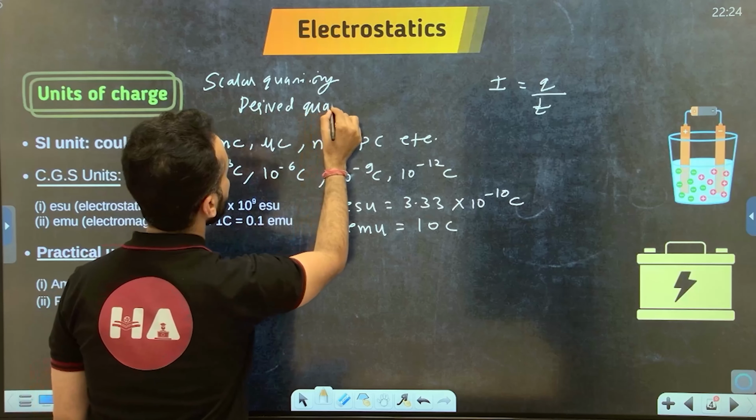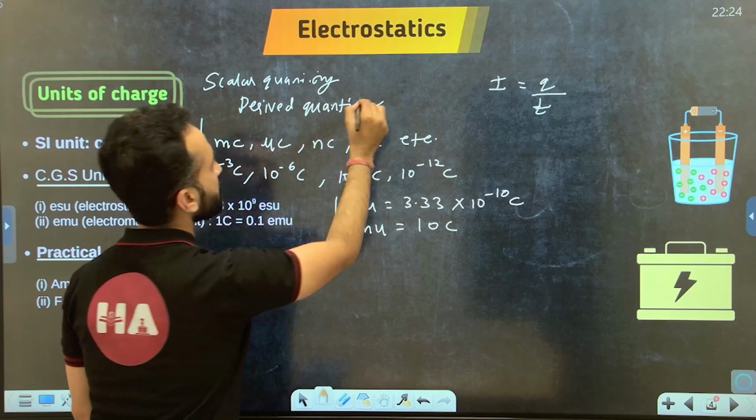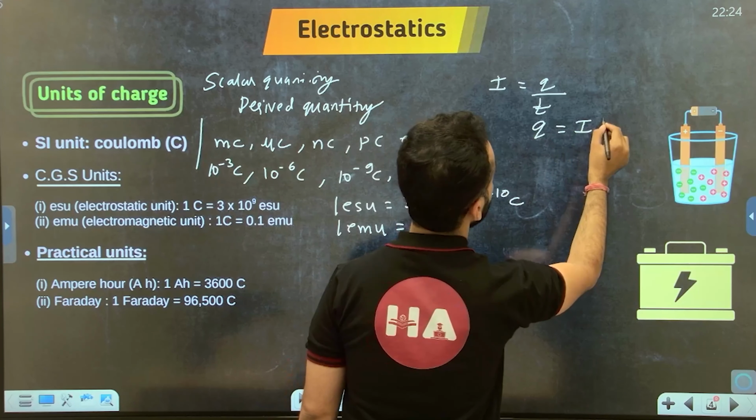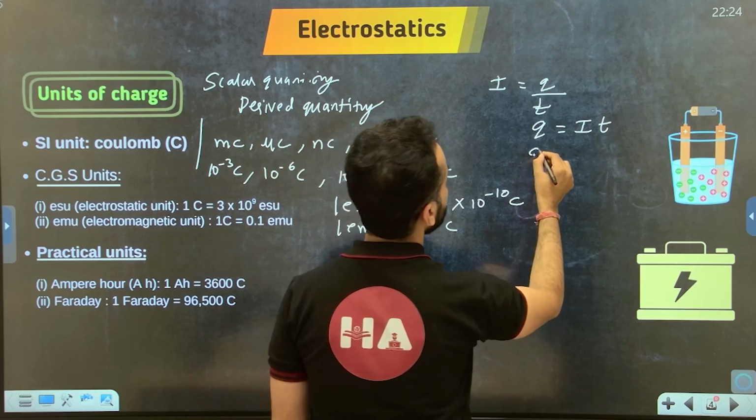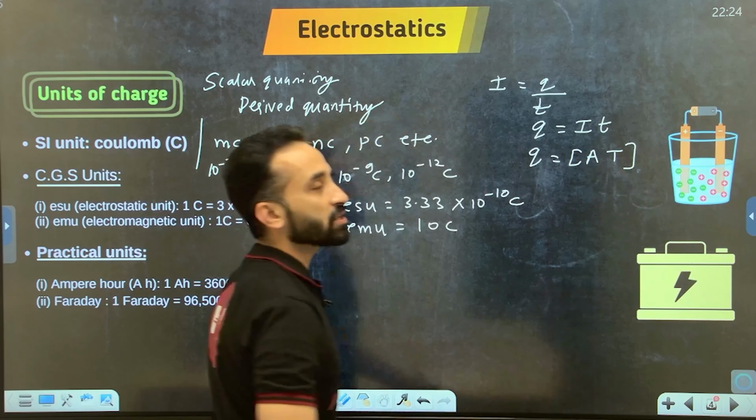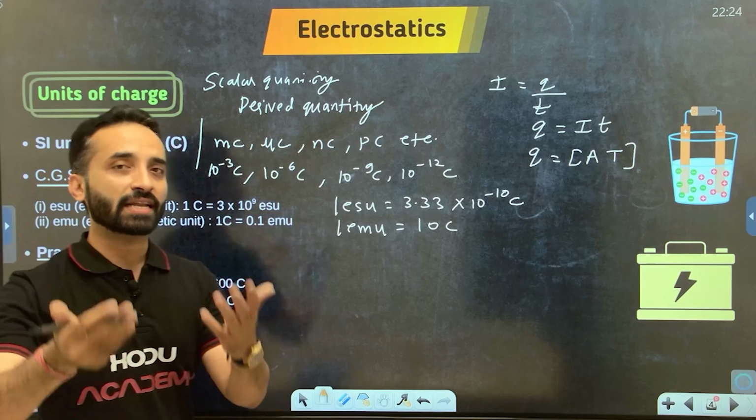It is a derived quantity. Keep that in mind. So Q is equal to IT, right? So what are going to be the dimensions of charge? So you would say AT, right? The dimensional formula of charge would be AT.